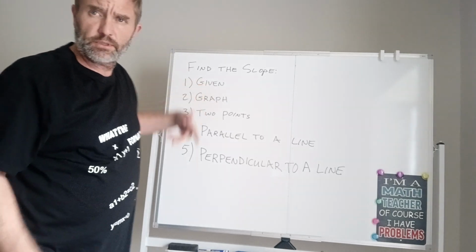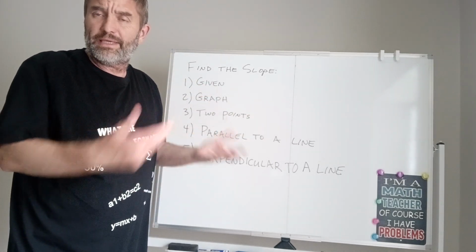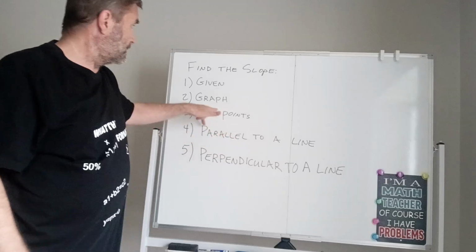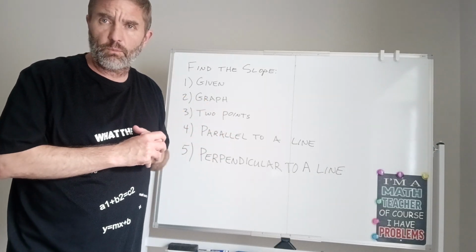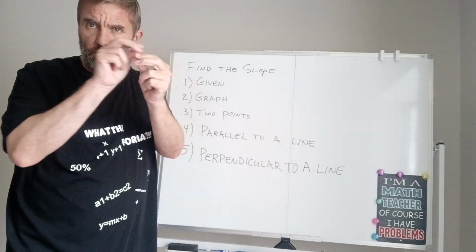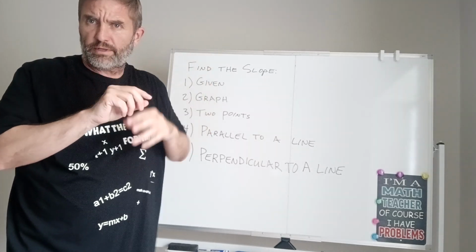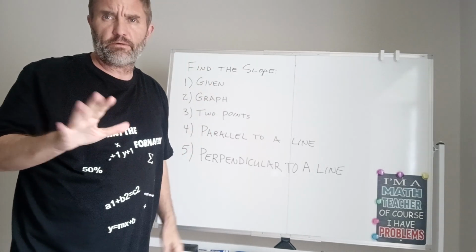One, it's given to you. They'll just flat out tell you the slope is, or m equals. That's very common. Number 2, they'll give you a graph, and off the graph you'll have to read the slope. So you'll have to know how to take from one point on the graph to another point the rise over the run. Now, be really careful on a graph.